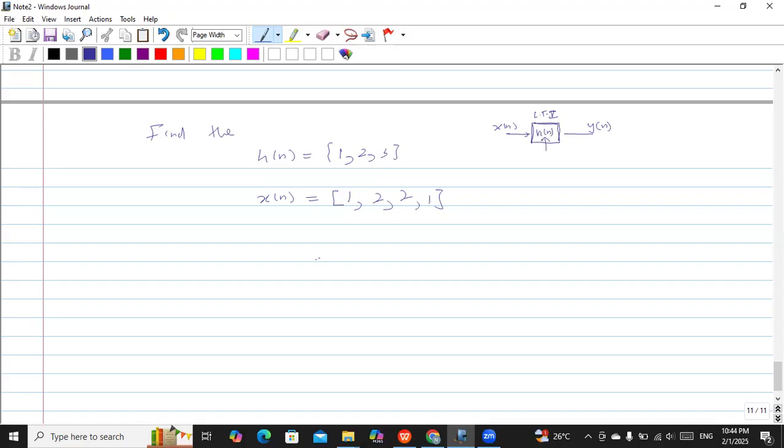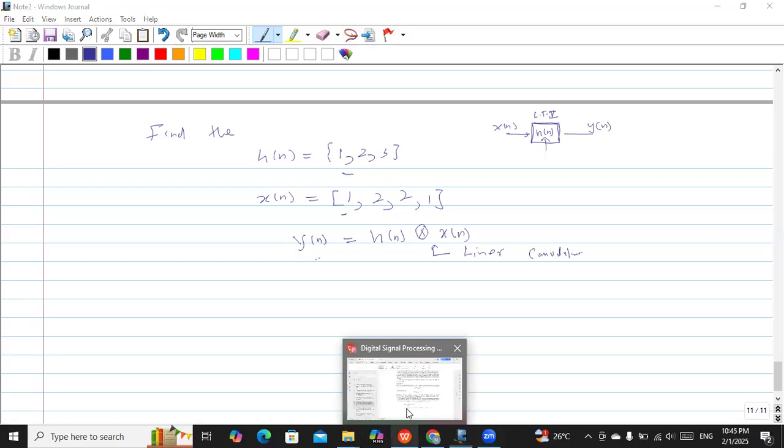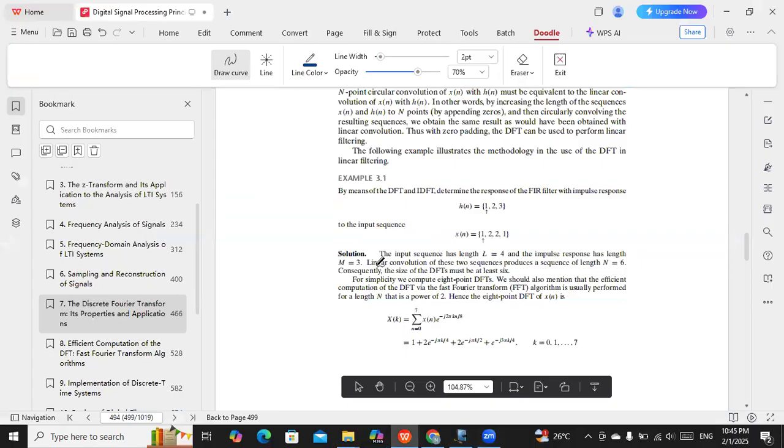So here the impulse response is given, the input signal is also given. So the output signal you can calculate using the convolution. You can get xn convolved with hn. Actually this is a periodic signal, so you can get linear convolution here, but here it is stated as circular convolution. No? Oh, no, linear convolution.